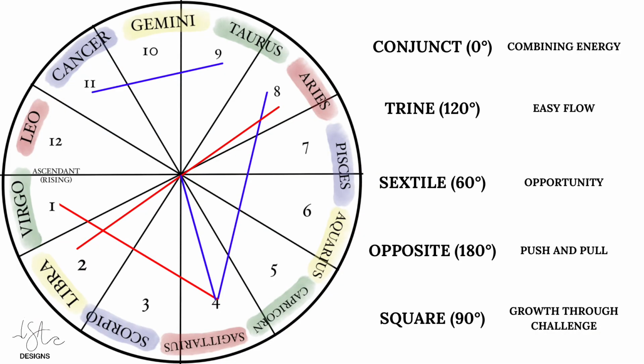So just to summarize, you have a conjunction, which is sort of combined energy. You have a trine, which is easy flow. You have a sextile, which is opportunity. You have an opposition, which is kind of push and pull away from each other. And then you have a square, which is a grow through challenge.